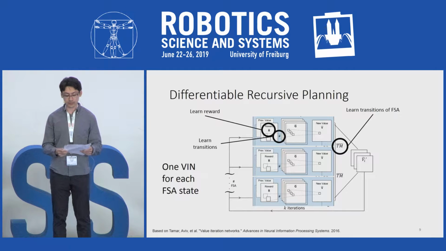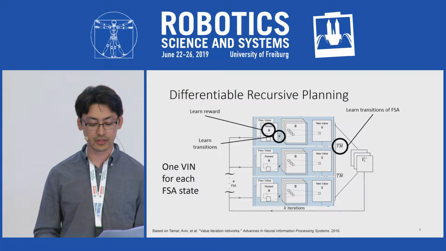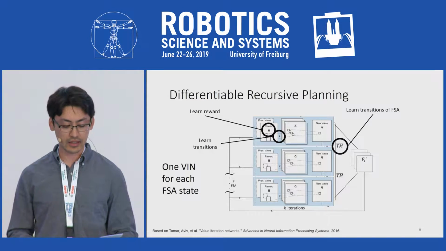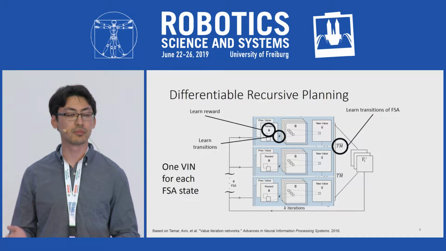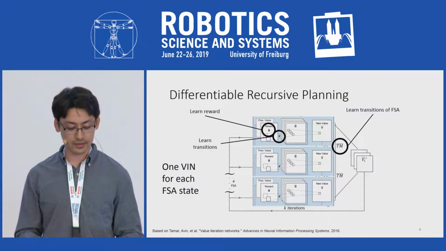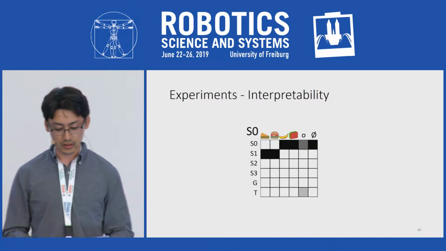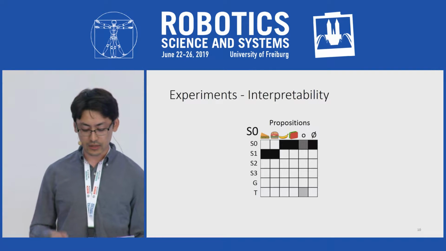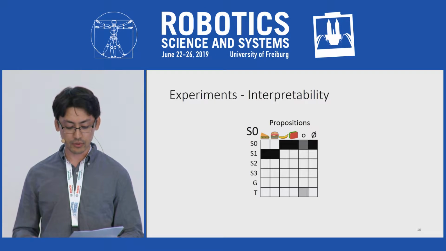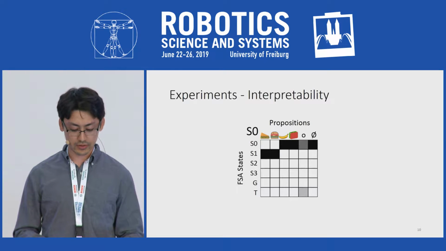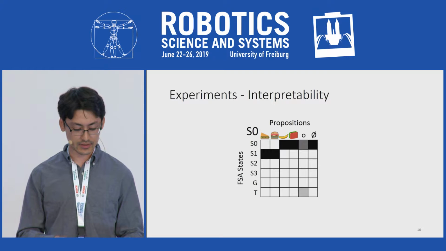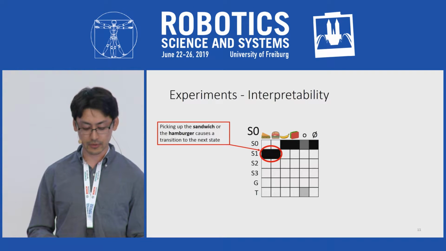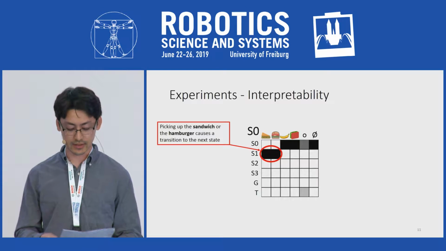We use differentiable recursive planning to approximate value iteration and calculate a policy for the agent. The matrix form of the FSA allows us to embed the FSA as a convolution in the planning step. If you'd like more details, please come to our poster. This is the learned transition matrix of the first state of the FSA. Columns correspond to propositions or important features of the environment, and rows correspond to the other FSA states. We can see by inspecting the learned model that picking up the sandwich or the burger causes a transition to the next state.